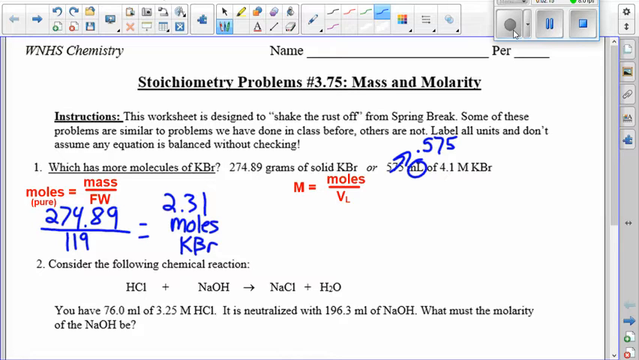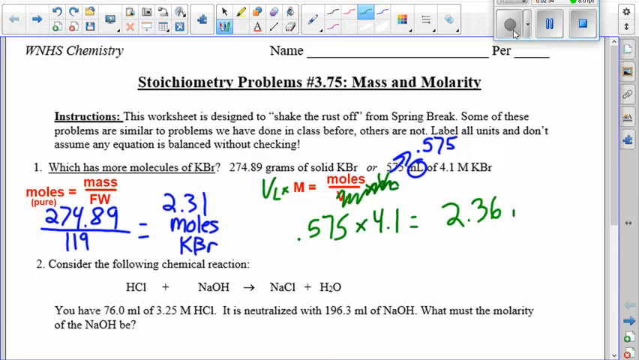So molarity equals moles over volume. Let's rearrange this equation so we can solve for moles. If I multiply both sides by the volume in liters, my volumes will cancel out. And so if I multiply my volume times my molarity, that should tell me how many moles of KBr we're working with. That would be my 0.575 times my molarity, which is 4.1 according to this problem. If we plug that in, we will find that we have 2.36 moles of KBr in this solution.